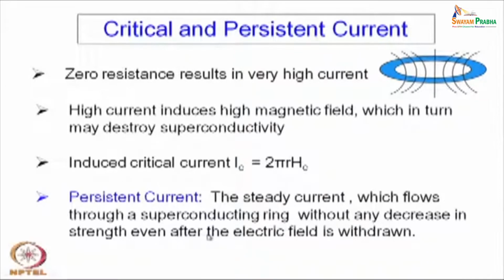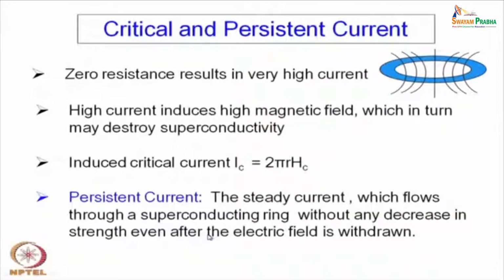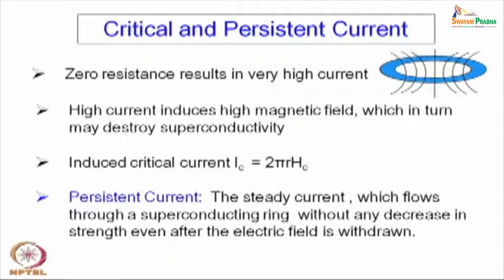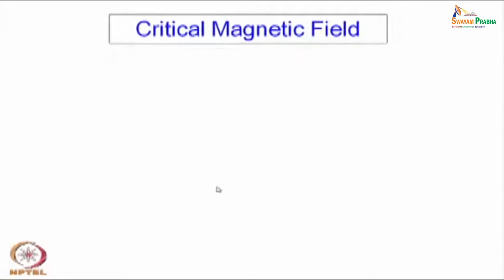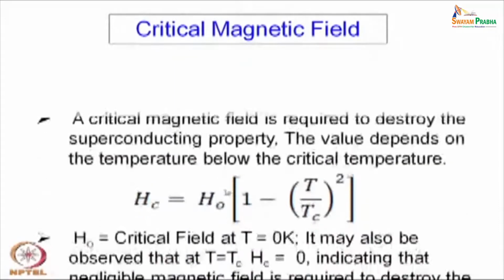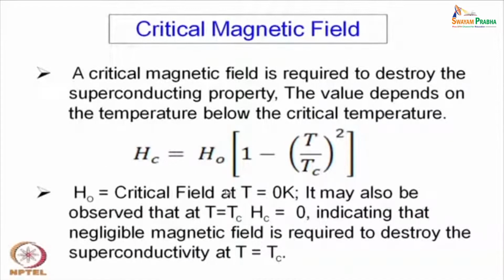Obviously, the current is much higher at a much lower voltage, and not only that, even when the field is withdrawn, one can still have a persistent current in a superconducting coil. So, that is another very important phenomenon in superconductors. Then we have just now mentioned that there is an effect of magnetic field.